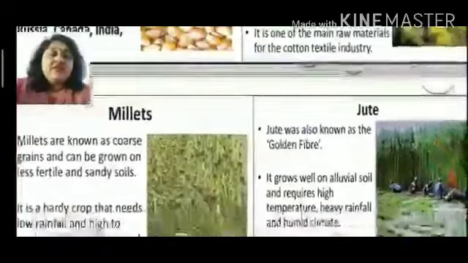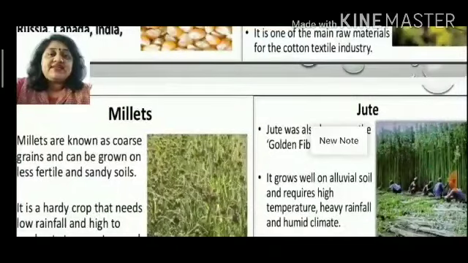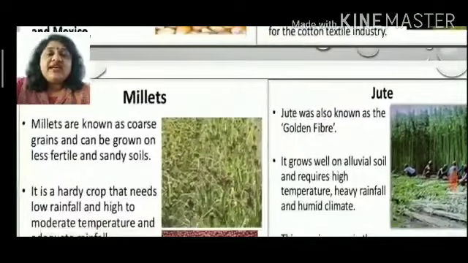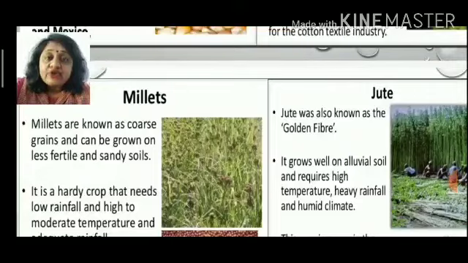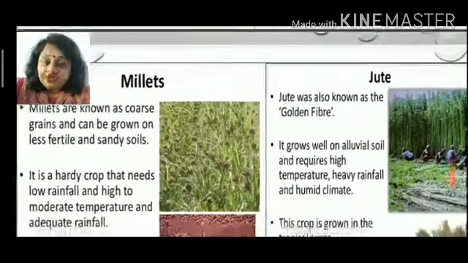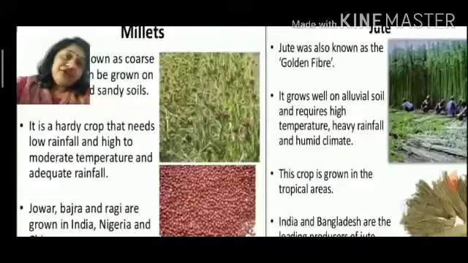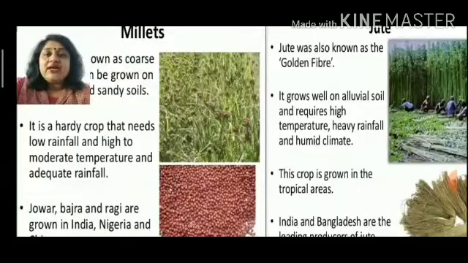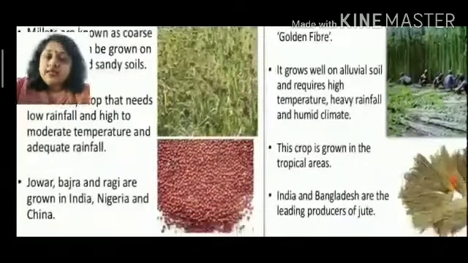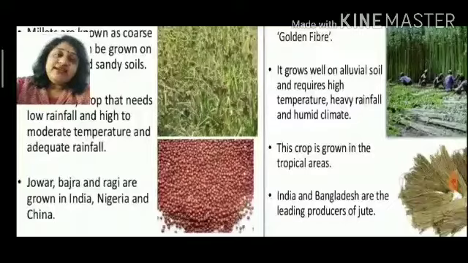Again, we are having millets. Millets are known as coarse grains and can be grown on less fertile and sandy soil. It is a hardy crop that needs low rainfall and high to moderate temperature. Jowar, bajra and ragi are grown in India, Nigeria and China.